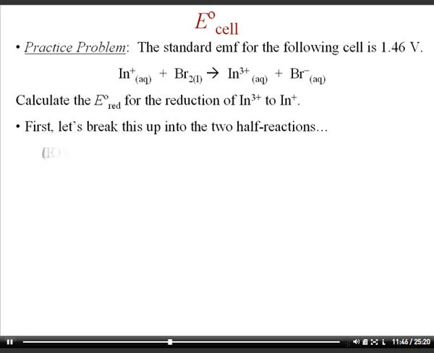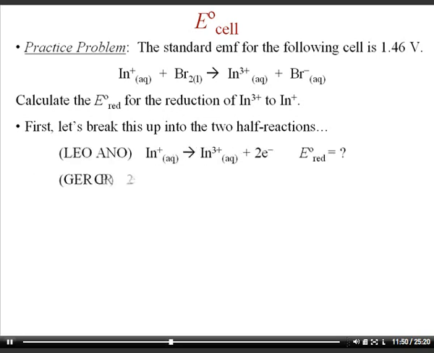So we're going to break it up into 2 half reactions. We're going to list the LEO first and then the GER reaction. So we have +1 going to +3, that loses 2 electrons. Then we have the bromine gaining 2 electrons. Now we can look up in the back of the book the reduction potential for the half reaction of bromine turning into bromine ions, and it's a positive 1.06 volts.